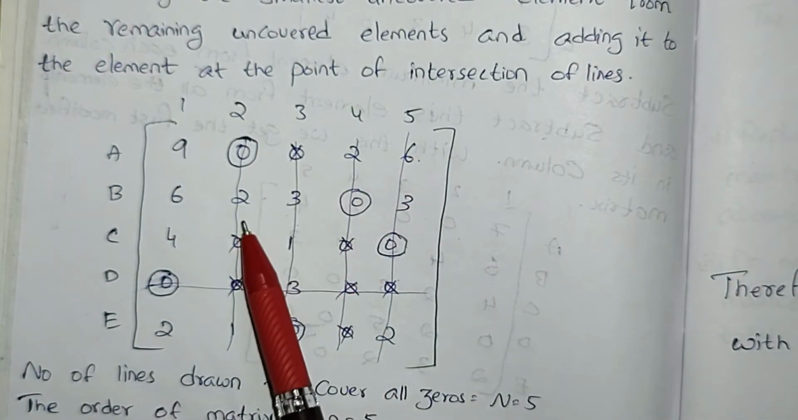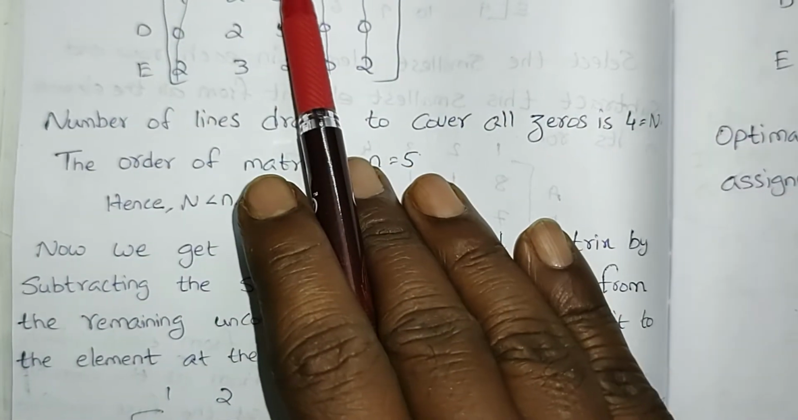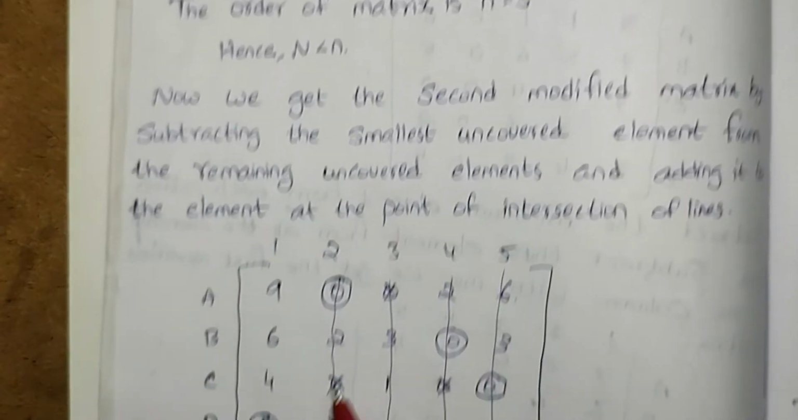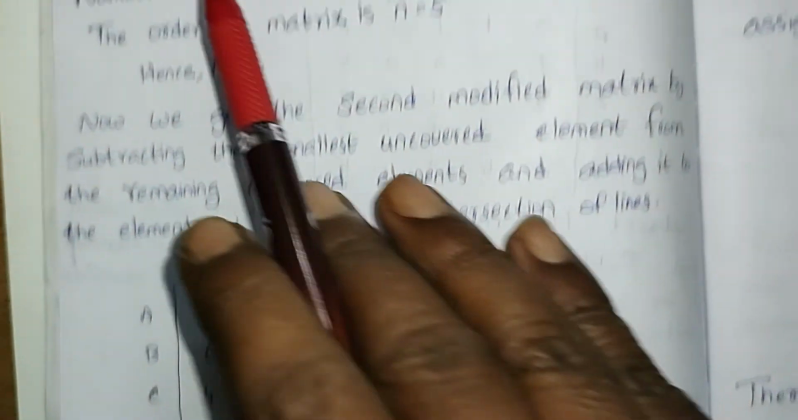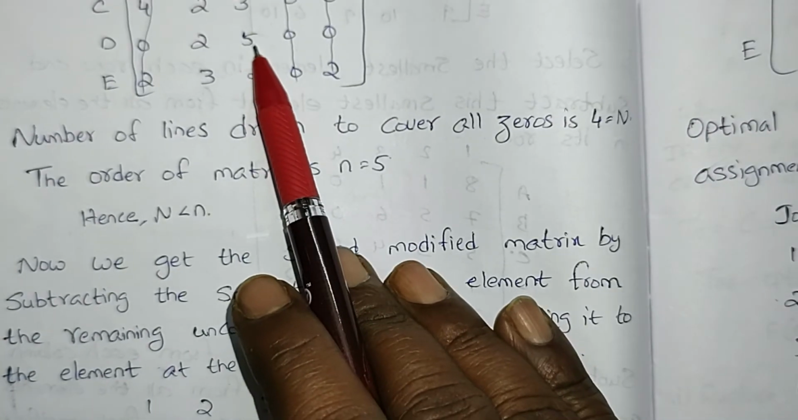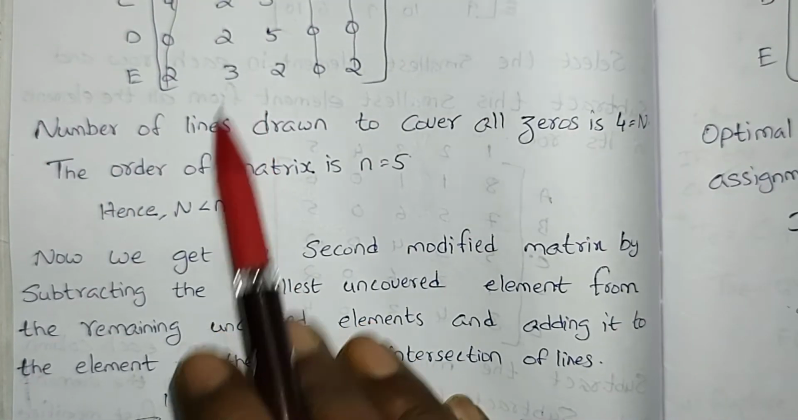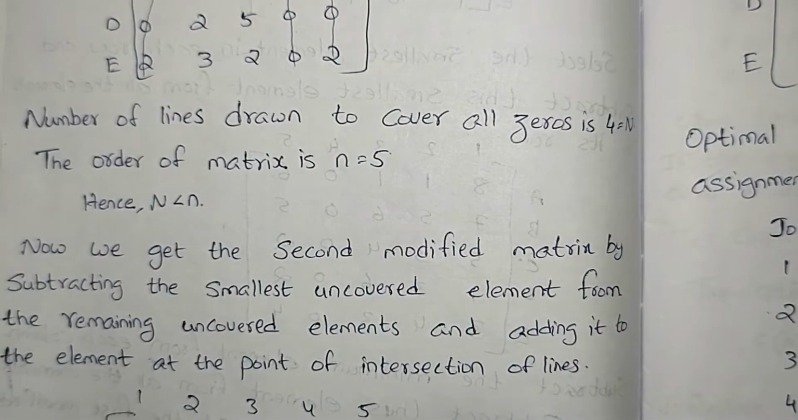Here, 4 minus 2 is 2, so we are writing 2. And 5 minus 2, we are writing 3. And 2 minus 2 is 0. 3 minus 2, we are writing 1. 2 minus 2, 0, we are writing 0 here. And 5 minus 2, we are writing 3. And 3 minus 2 is 1, we are writing 1 here. And 2 minus 2 is 0.